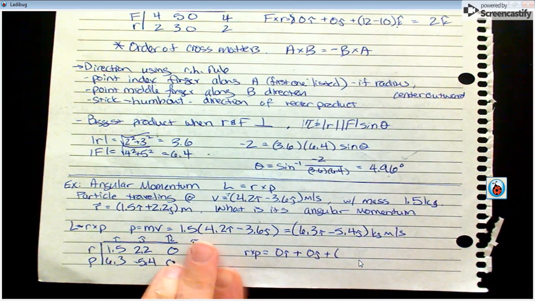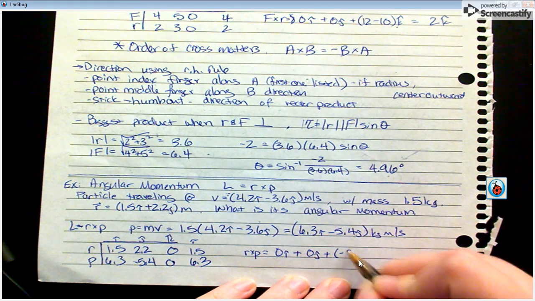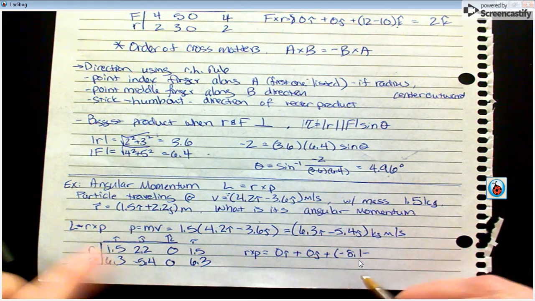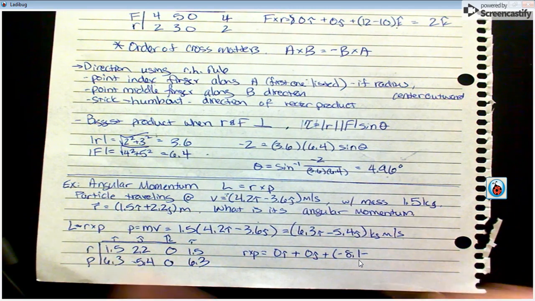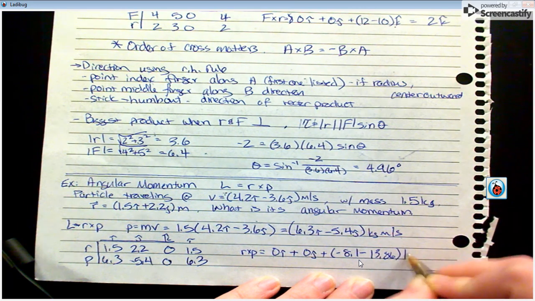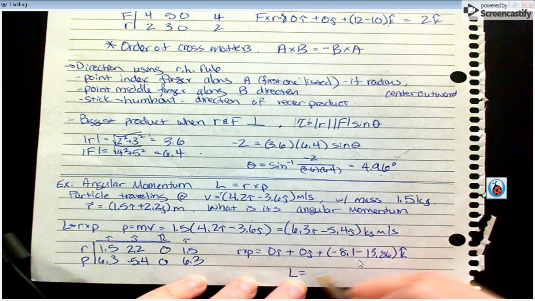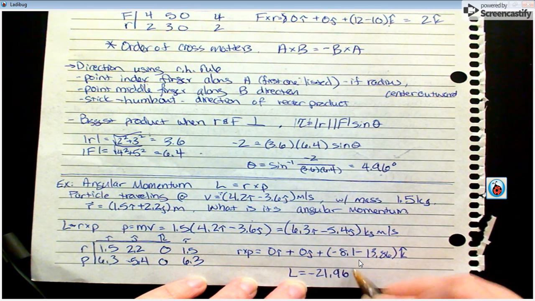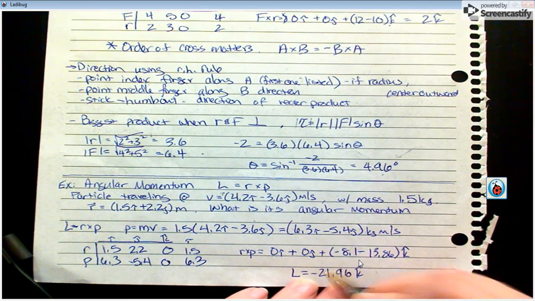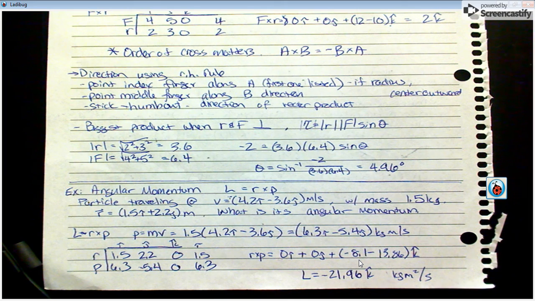Okay, so when I do this, I get negative, so 1.5 times negative 5.4 gives me negative 8.1, and then minus 2.2 times 6.3, which is 13.86. So my angular momentum is negative 21.96 k hat kilogram meters squared per second.